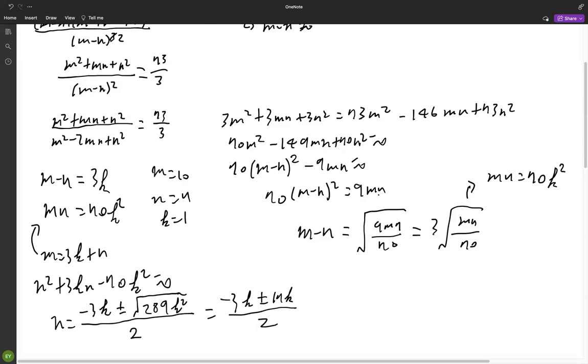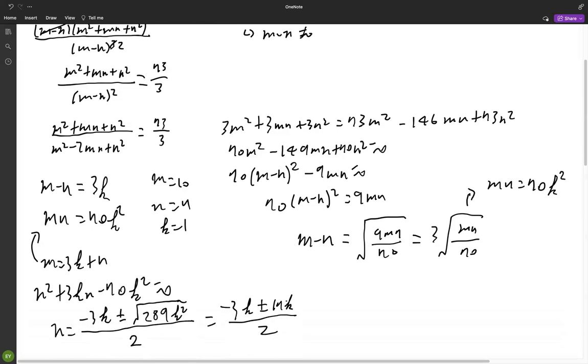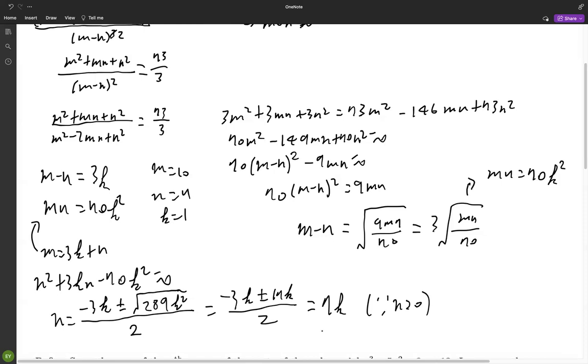And also here we know that k should be a positive number because m minus n is a positive number. So that's why it is not minus plus, it should be plus or minus. And we know that n is also a positive number. That means n should be, when we add them, we get 7k because n is a positive number. And knowing that n is 7k, we know that m is equal to, from here, 3k plus 7k, which is 10k.